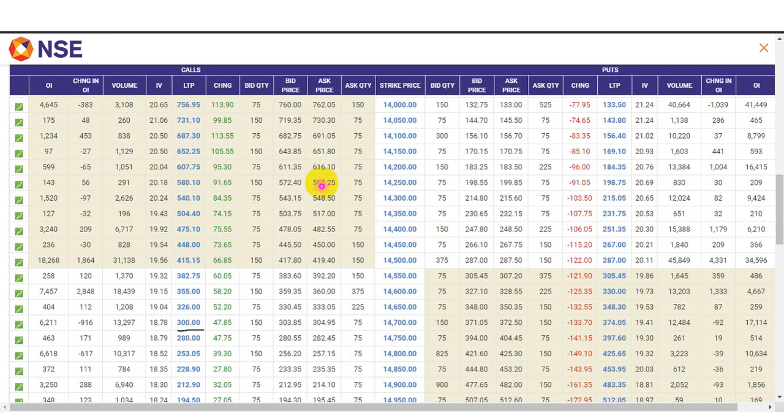Now we will take monthly options. 14,700 trading at 300 rupees. Now market increased by 182 points. See 14,900, 32 rupees increase. So each strike will increase by some value.